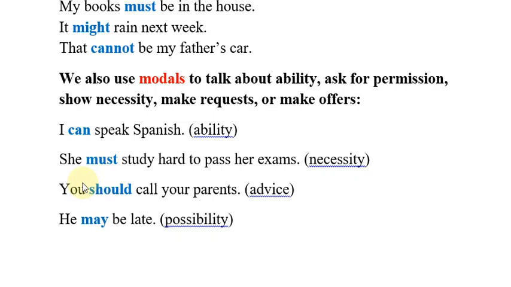You should call your parents. This is when we want to talk about advice. Advice, when you want to give advice to someone. You should call your parents. It's a kind of advice.